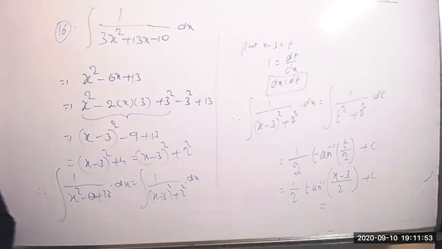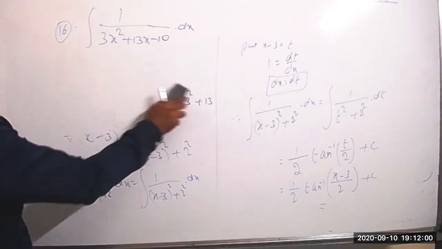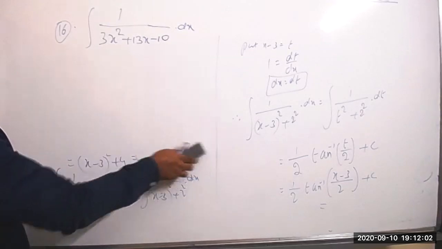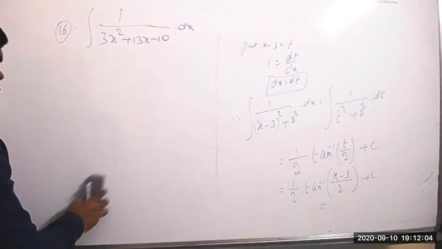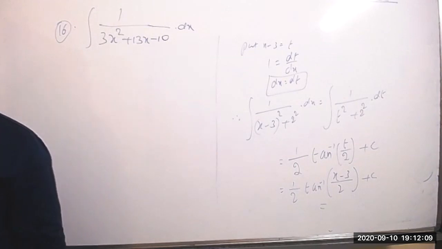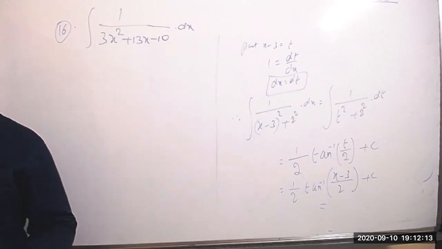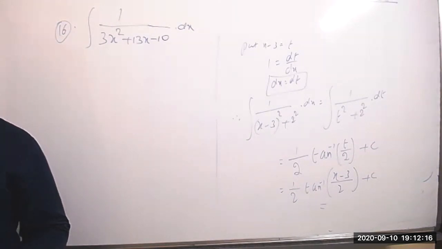Integration of 1 by 3x square plus 13x minus 10 into dx. That means we have to complete the revision as well as our syllabus parallelly. Then only we'll get more clarity about that. If we simply go on doing each and every chapter, it's no use. In between we have to recall it. Once we recall, we will remember easily. If we come to revision only after completing all the chapters, it's no use. Maybe some students will remember, some students can't.